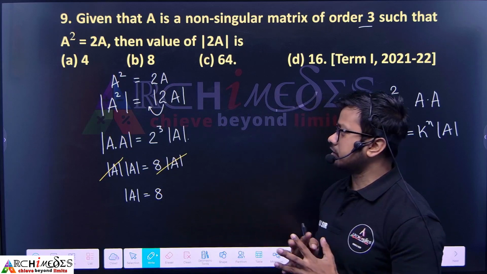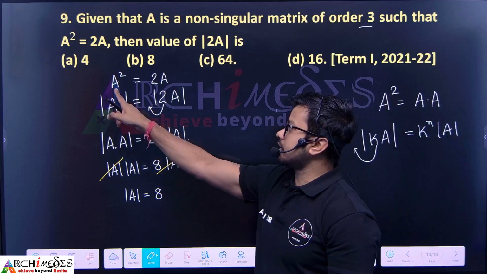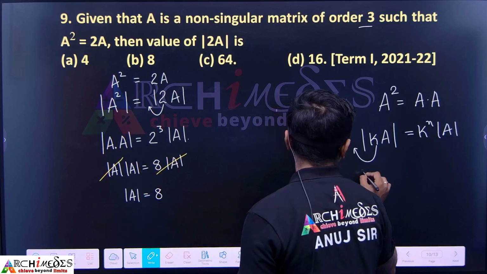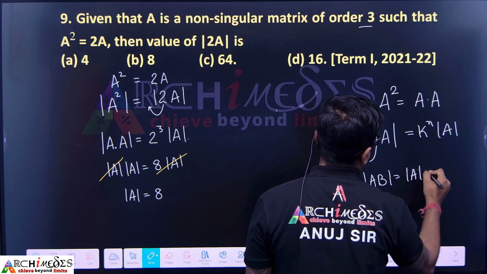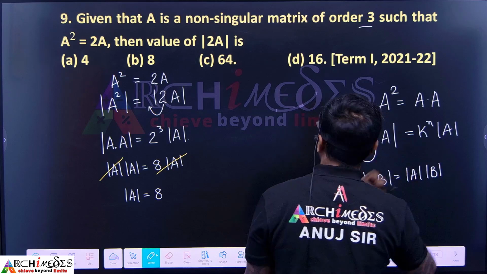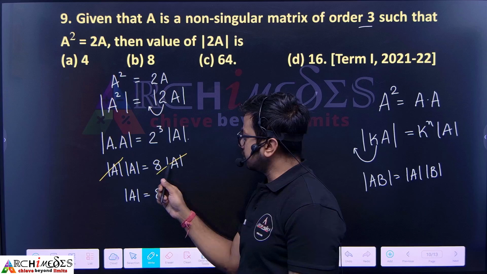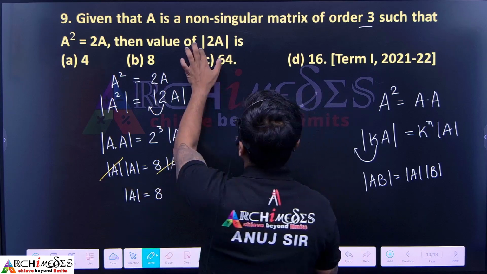If you have any doubt, you can ask me. I'm using just this simple property, that A square is A into A. Again, you know which property I am applying over here. Again the same property: the determinant of AB can be broken as the determinant of A and the determinant of B. Clear? So this is 2 cube, which is 8, into determinant of A. This is cancelled, determinant of A is 8. But we are not finding the determinant of A, we are finding the determinant of 2A.